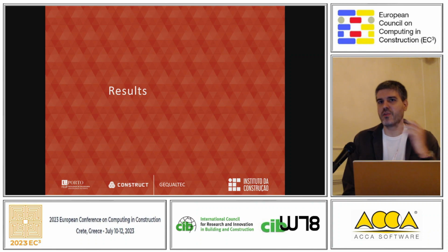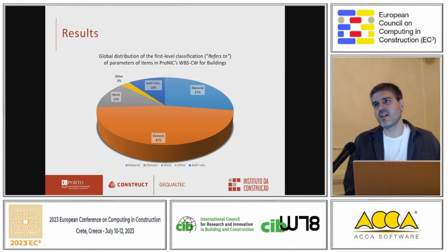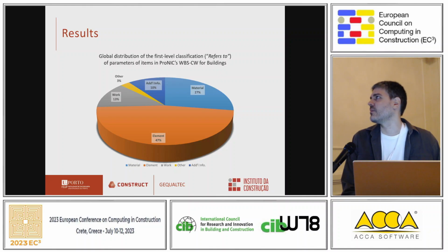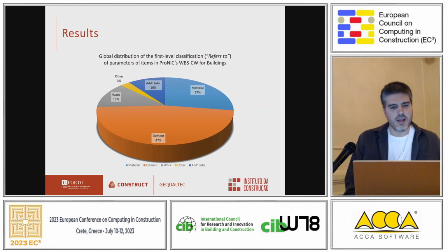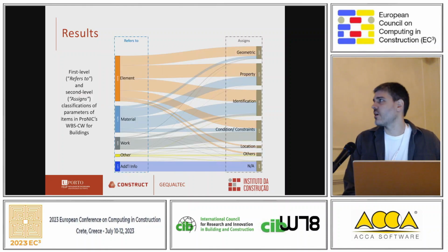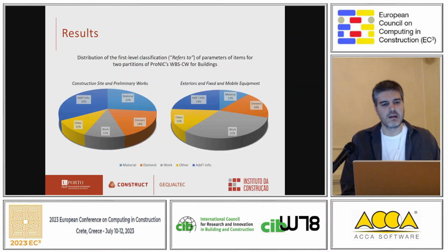We'll see. Results. The analysis of the whole thing gave this nice pie chart where you can see that a lot of the properties relate to elements and materials. So those can probably be found easily on the BIM model. The other ones, a quarter, not so much. We also have a Sankey chart where you can see that some of the properties can relate to different domains, what they refer to. We analyzed this as well.